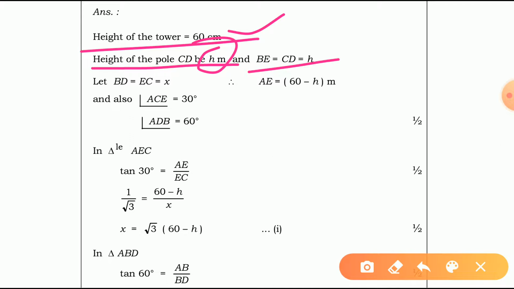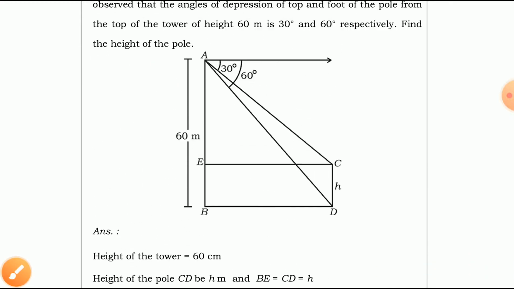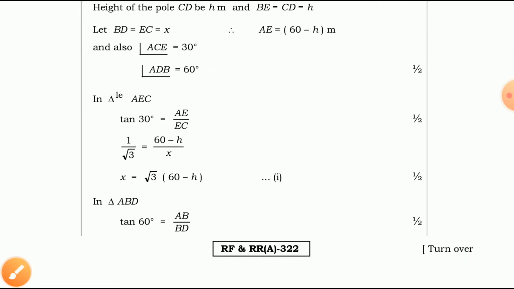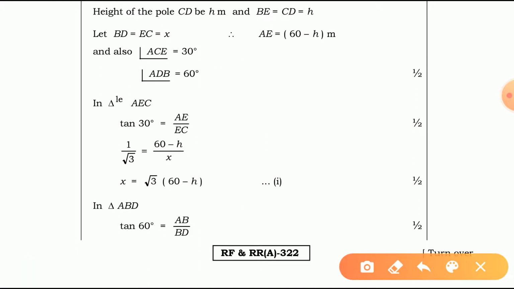Here EB is equal to CD is equal to H, because BDCE is a rectangle, and opposite sides are equal. Next, BD is equal to EC is equal to x, and AE is equal to 60 minus H.